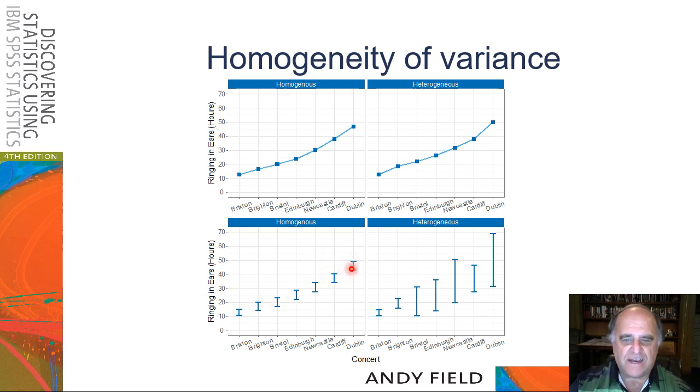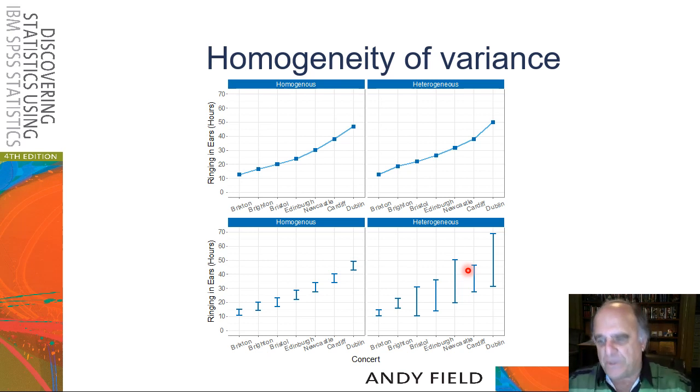And you can see that these confidence intervals are pretty similar. So this would be homogeneous data. Here you can see they're jumping around. Different geographic areas have very different variances. Again, these are means, these are variances. So in this case, we would say that the data is heterogeneous in terms of variances.